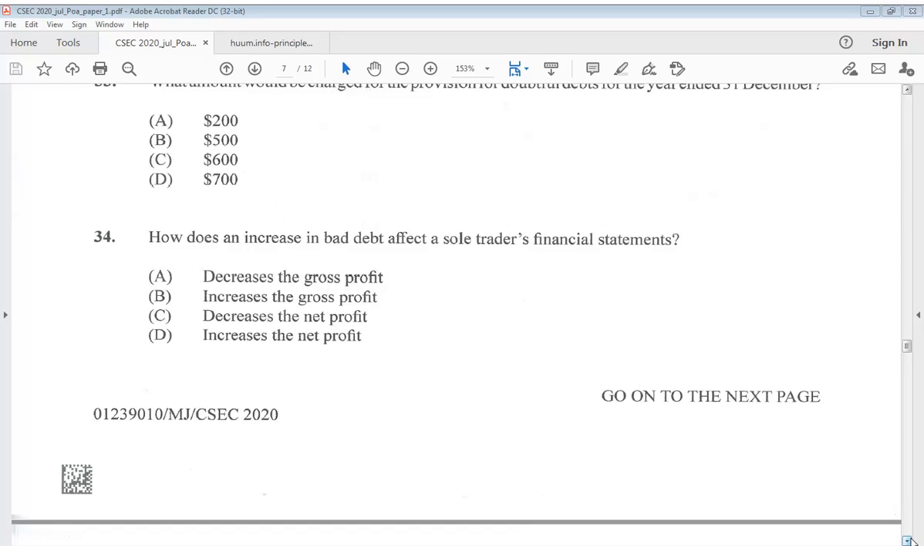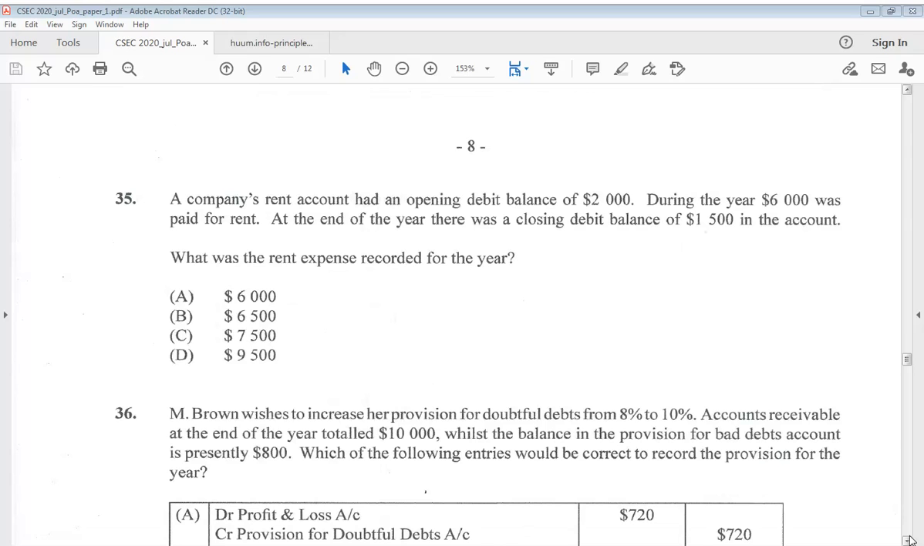How does an increase in bad debt affect a sole trader's financial statements? Is it A, decreases the gross profit, B, increases the gross profit, C, decreases the net profit, or D, increases the net profit? Now, we know that this is a question that has been repeated. So this one, we know the answer is C. It actually decreases the net profit. That's how an increase in bad debt affects a sole trader's financial statement.